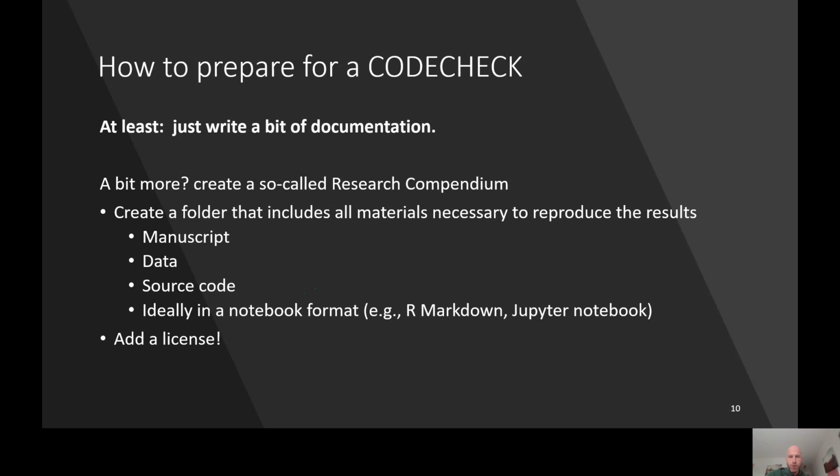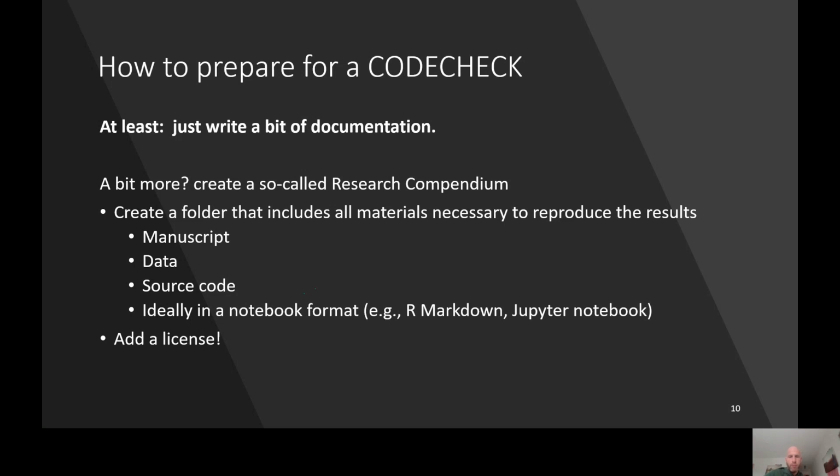How to prepare for a CODECHECK. If you are running out of time, just write a bit of documentation, including a few instructions on how to run the workflow. All else I will do. All I need is access to the manuscript, the source code, and the dataset. If you want to speed up the process, please create a so-called research compendium. The idea behind the research compendium is to create a folder that includes all materials necessary to reproduce the results, including the manuscript, the dataset, and the source code.